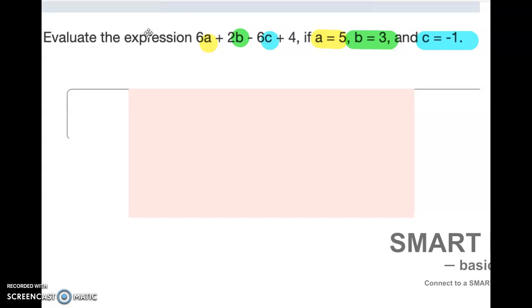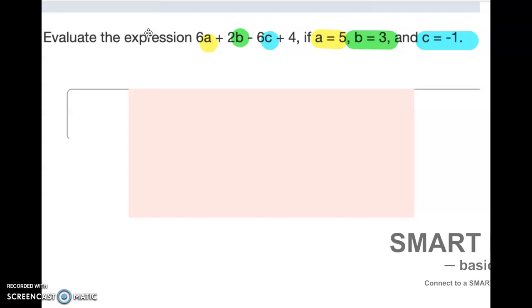Then the problem says b is equal to 3. So everywhere we see a b, we need to replace it with a 3. And again, whenever we substitute that 3 in, you need to put it in parentheses. And then c is equal to -1, so everywhere we see a c, we'll substitute in a -1, writing that -1 in parentheses.